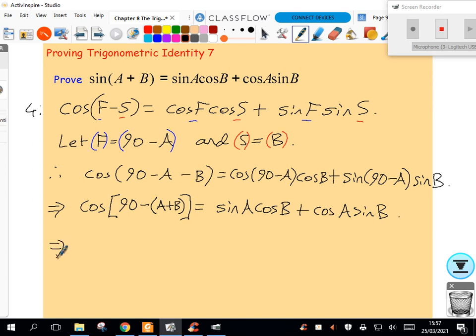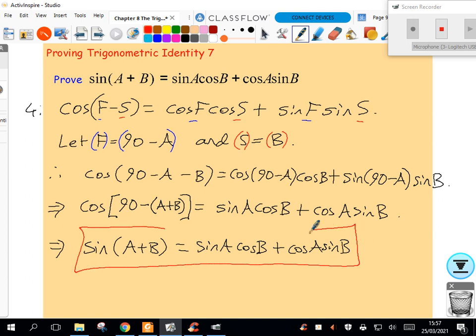And then finally, just to finish off, on the left-hand side, well, cosine of 90 minus any angle is the same as sine of that angle you're subtracting from 90. In this case, it will be A plus B. And that will be sine A cosine B plus cosine of A sine of B. And that is identity number 7. And we'll be using identity 7 to prove identity 8.